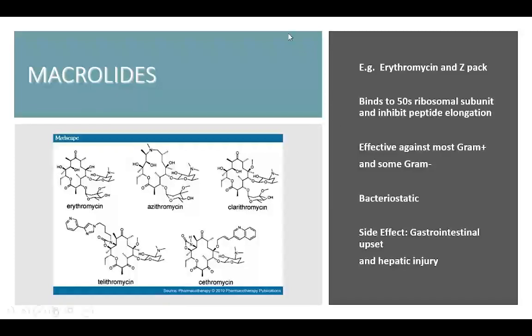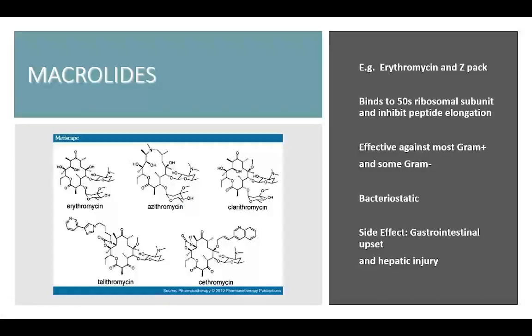Macrolides. These are my favorite just because they're huge. They are large ring structures. They are really, really cool. The ones that everybody's kind of familiar with are Z-Pax or erythromycin. Those are the two commonly prescribed ones. There's a bunch of other ones, but erythromycin and azithromycin are kind of the really, really common ones.